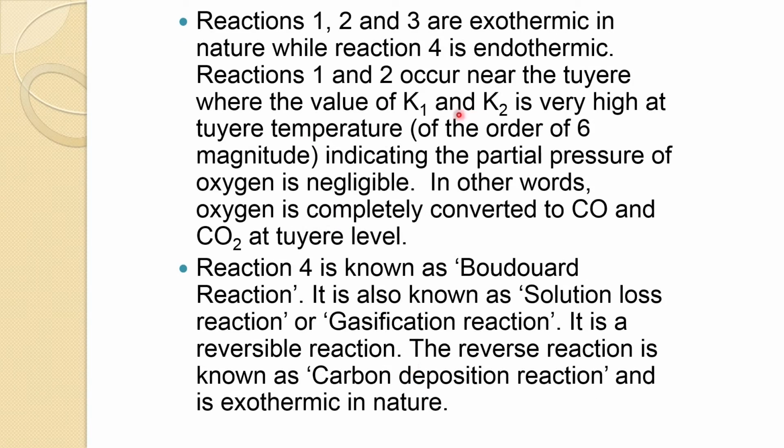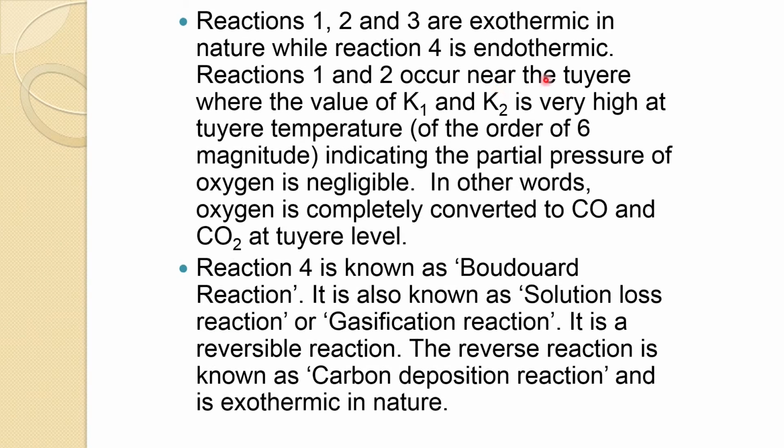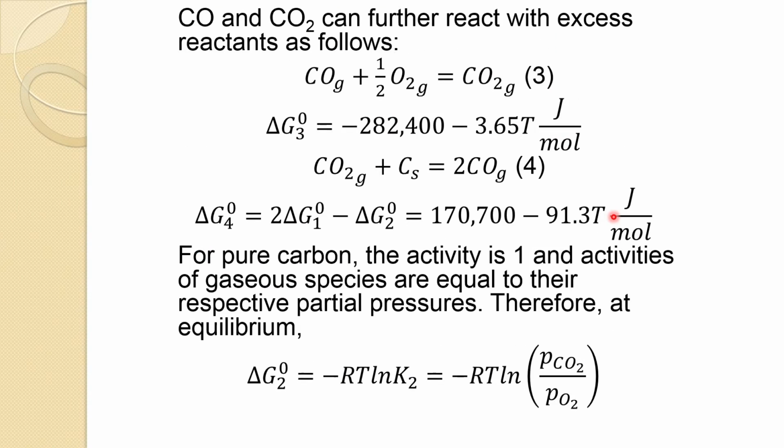So, the equilibrium constant value comes very high, of the order of 10 to the power 6, and in fact, another one is of the order of 10 to the power 9. So, indicating that partial pressure of oxygen is negligible. So, naturally, if K is of the order of 10 to the power 6, the partial pressure of oxygen would be very low, which indicates that all the carbon is converted into CO and CO2 at the tuyere level.